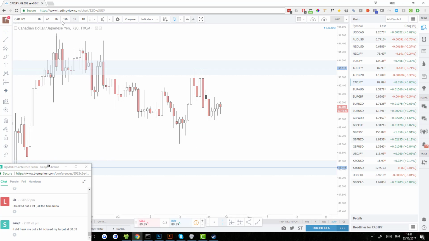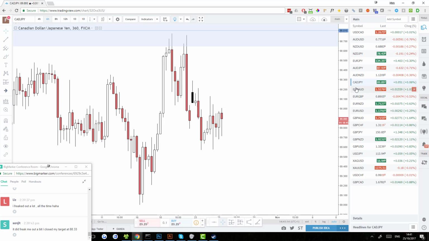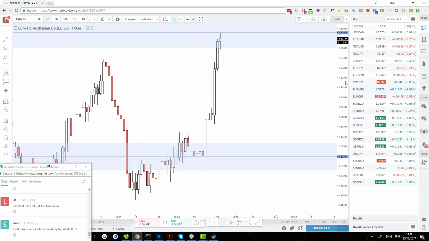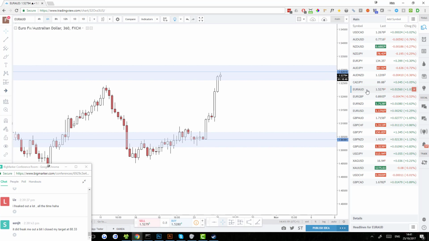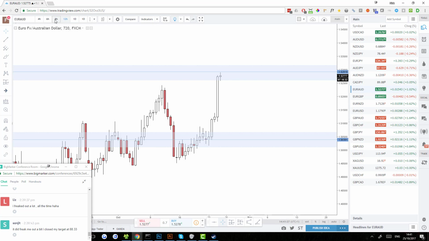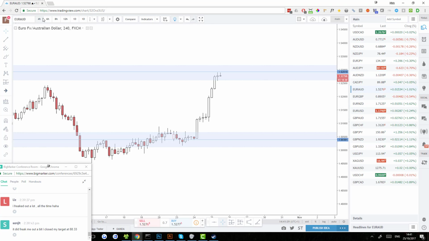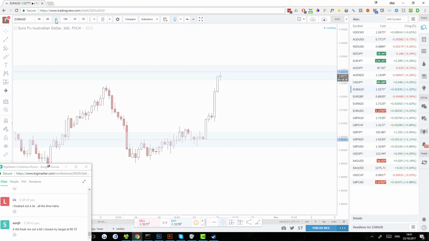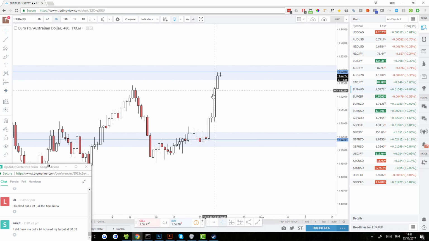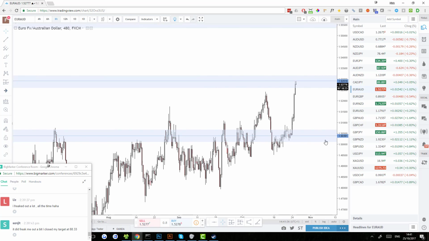CAD JPY. Just floating in the middle, nothing much happening there. Whoa. Today, how am I going to fit this all into the description of the video? I have way too many setups today. I mean, what can you say about this one? It's just like a solid, nice looking trade setup.